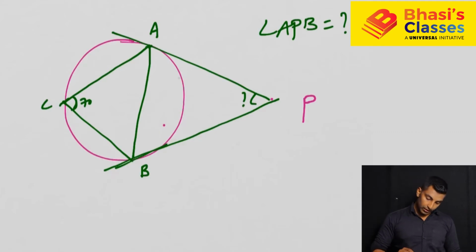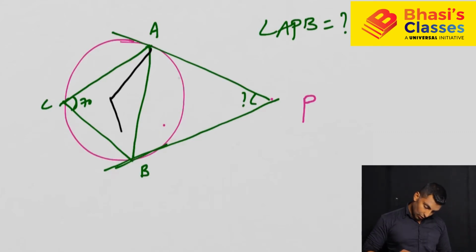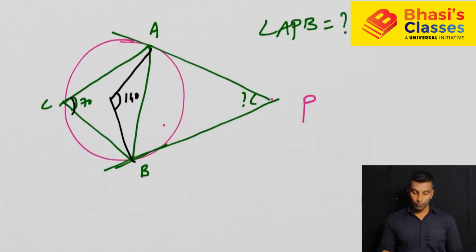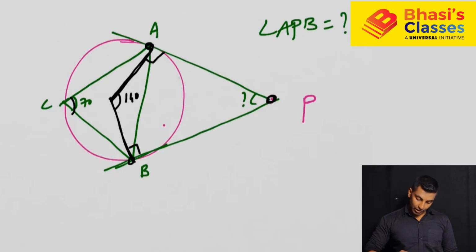So what you can do here is draw like this. This arc AB, you can see this is 70, so obviously this is going to be 140. Now the other thing is, this is exactly what we have seen in the first question. When you see an external point and a tangent touching the circle, you can combine it with the radii. So you will get this angle 90 and this angle 90.